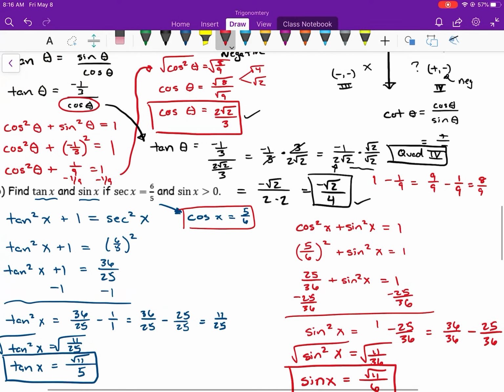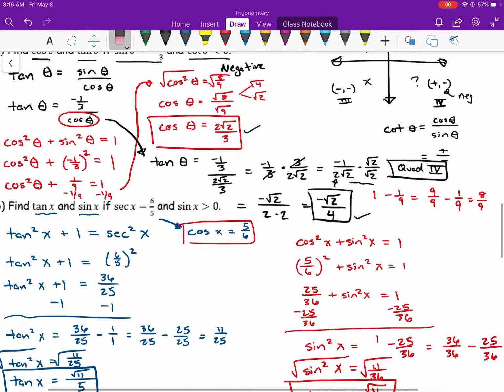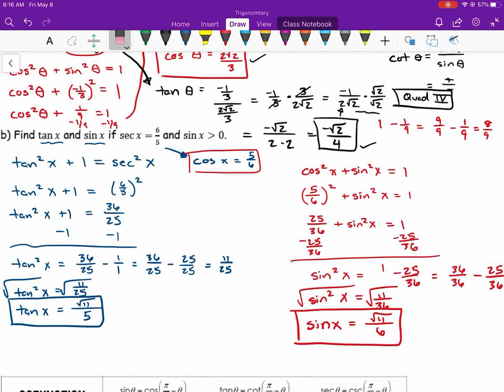So you just look up top here, there are Pythagorean identities, and use what we know to find what we don't know. So I'll plug and play using all these different rules.